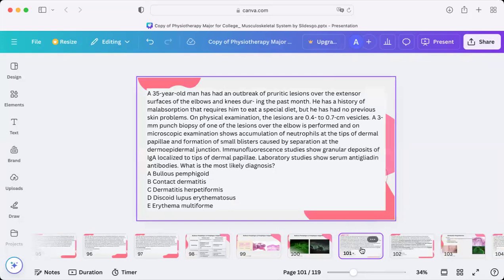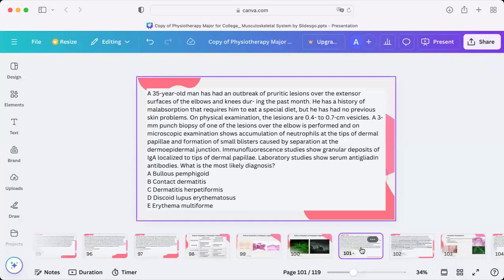We have a 35-year-old man with an outbreak of a pruritic lesion over the extensor surfaces of the elbows and the knees during the past month. He has a history of malabsorption that requires him to eat a special diet, but he has no previous skin problems. On physical examination, the lesions are 0.4 to 0.7 centimeter vesicles. A 3 millimeter punch biopsy of one of the lesions was performed. Microscopic examination shows neutrophils at the tips of the dermal papillae and formation of small blisters caused by separation at the dermal-epidermal junction. Immunofluorescence studies show granular deposits of IgA localized at the tips of the dermal papillae. Laboratory shows serum anti-gliadin antibodies.